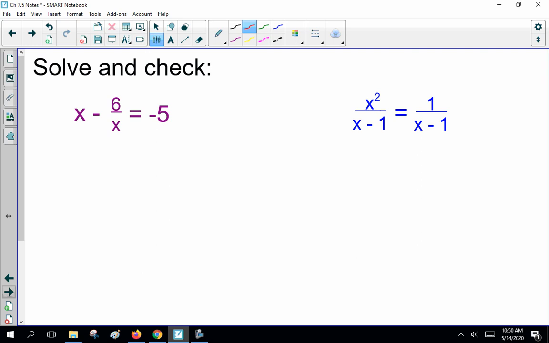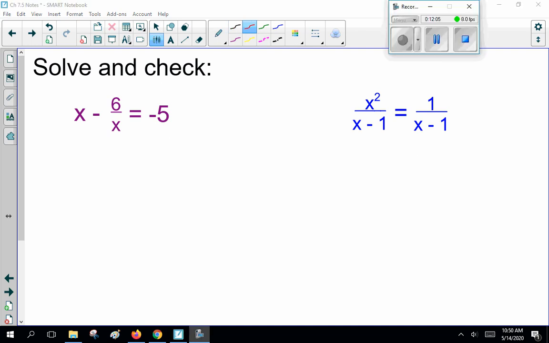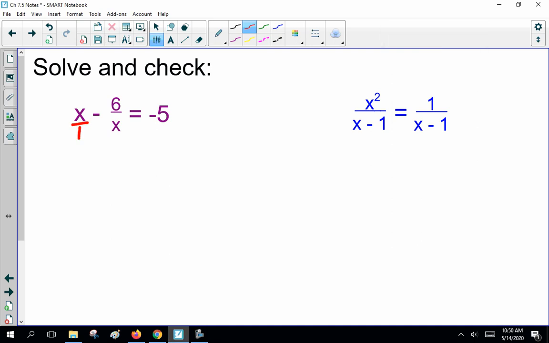So find the common denominators and multiply both sides by the common denominators. So this one, actually, I'm going to stop the recording. I want you guys to do this purple one on your own without my help. And what's the common denominator?